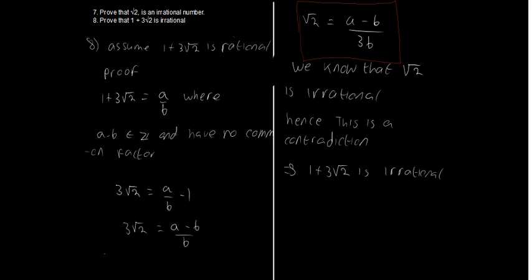Hence we've proven that this one is also irrational. So this is how you do a proof by contradiction.